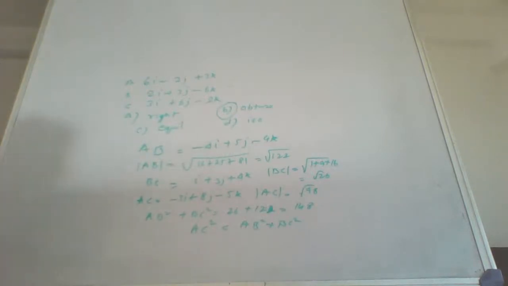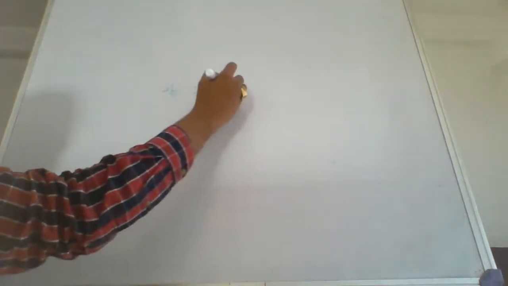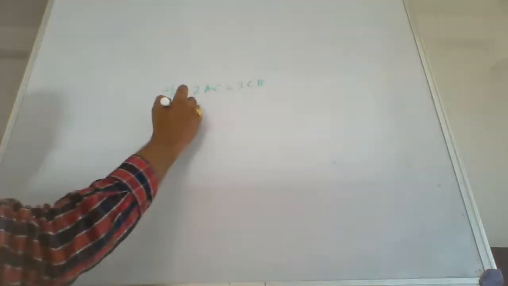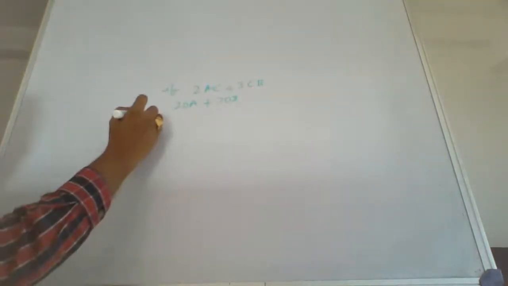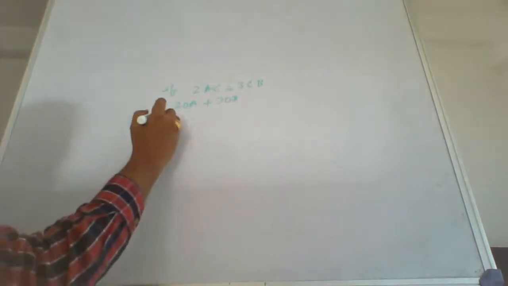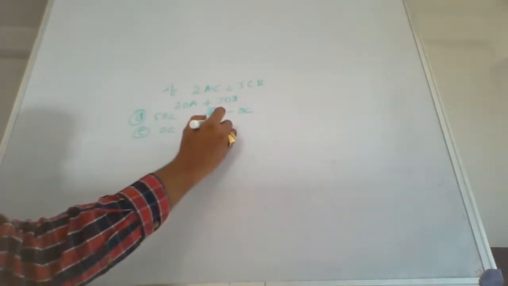Let us consider the triangle ABC. Now if 2AC is equal to 3CB, then 2OA plus 3OB is equal to, the options are A, 5 OC, B, minus OC, C, OC, and D, none of these.